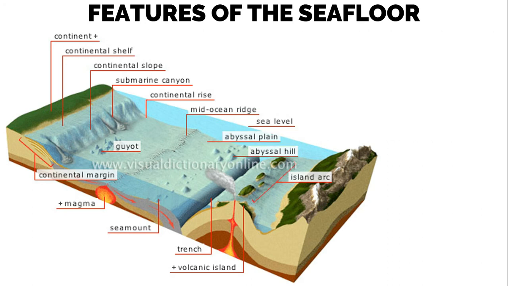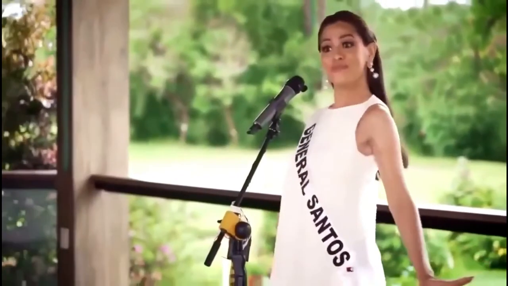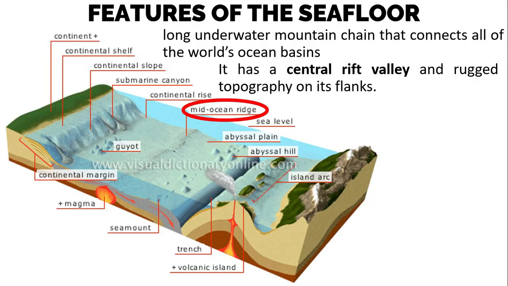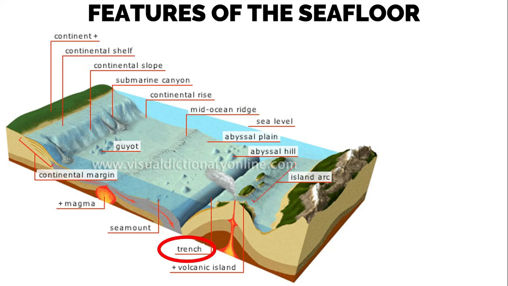Interrupting the abyssal plain is a mid-ocean ridge or oceanic ridge. This is a long underwater mountain chain that connects all of the world's ocean basins. It is the longest mountain chain on Earth. It has a central rift valley and rugged topography on its flanks, so they are cut and offset at many places by transform faults. Next are the oceanic trenches.